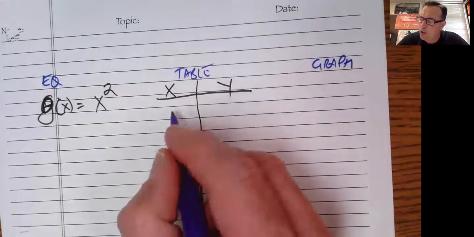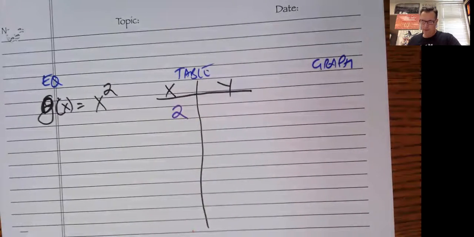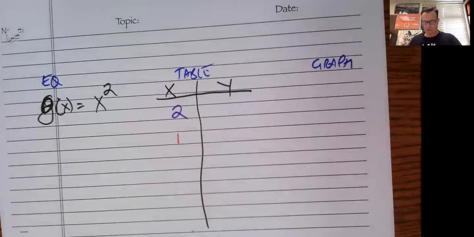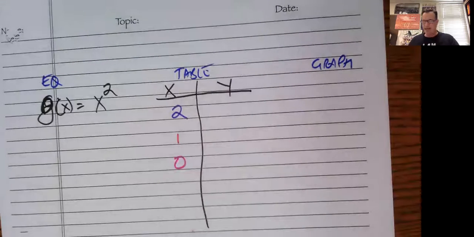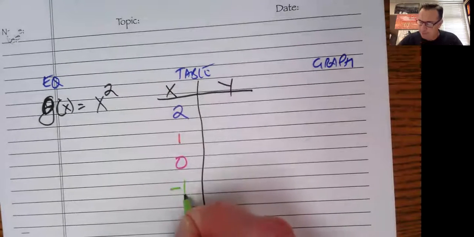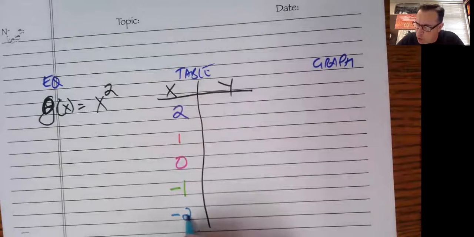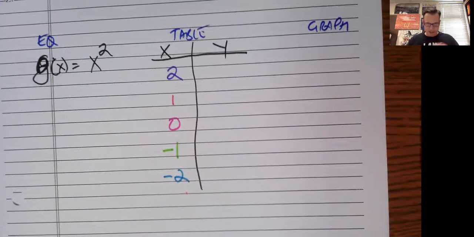I'm going to go +2, +1. I'm giving myself a little bit of space so I have some space for work. 0, and then I'm going to go with negative numbers. -1 and -2. So we'll do the same colors that we did before, but let's do this same thing.